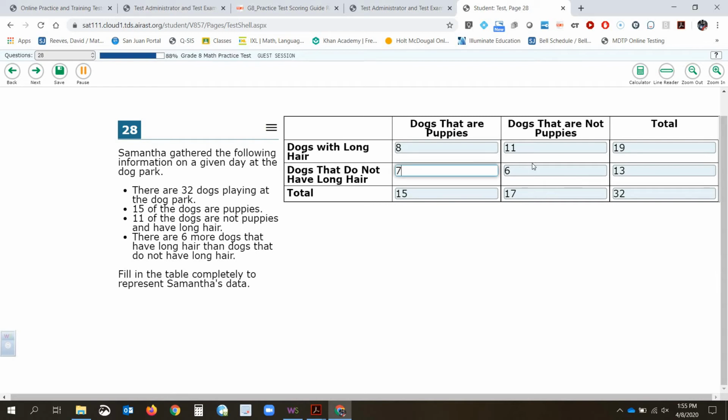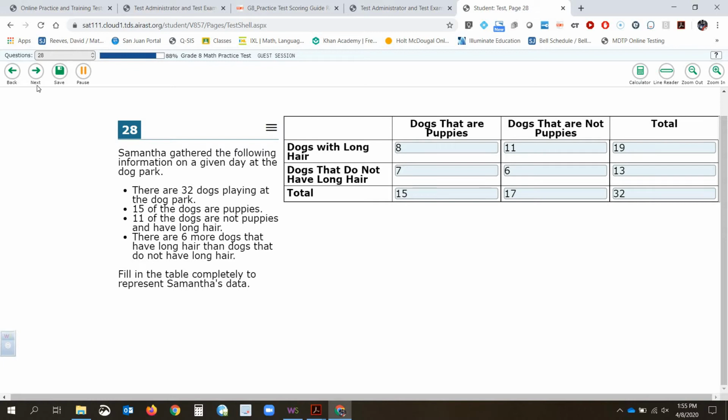And if I go across, 7 plus 6, does that equal 13? Yes, it does. So if we check it going down, 8 plus 7 is 15, 11 plus 6 is 17, 19 plus 13 is 32. All of the columns work. And going across, 15 plus 17 is 32, 7 plus 6 is 13, 8 plus 11 is 19. So we have all of the boxes filled in. It satisfies all the information Samantha gave us and fills in all the information that she didn't give us.